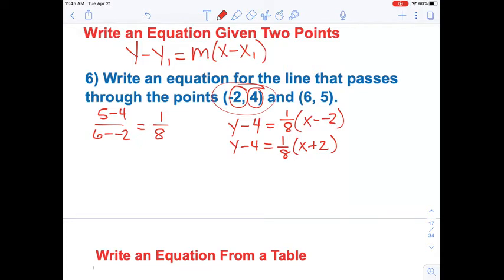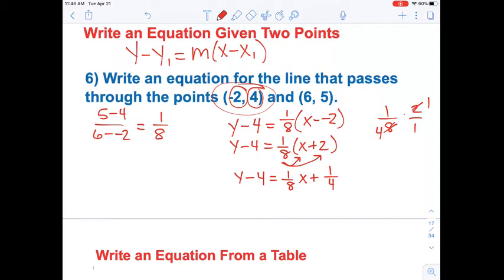And here I need to solve this so that it's written in slope-intercept form. So the first thing I'm going to do is distribute this 1/8. So I get y minus 4 equals 1/8 x plus, and then 1/8 times 2 over 1. We can cross simplify, and it is 1/4. 2/8 is the same as 1/4.